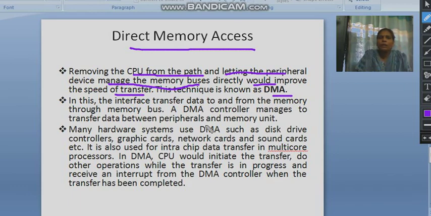DMA takes control of the buses by requesting the CPU, and it directly communicates with the memory unit for performing the IO activity. It generally happens in disk drive controllers, graphic cards, network cards, sound cards, etc., and multi-core processors. So these are the main application areas of DMA.